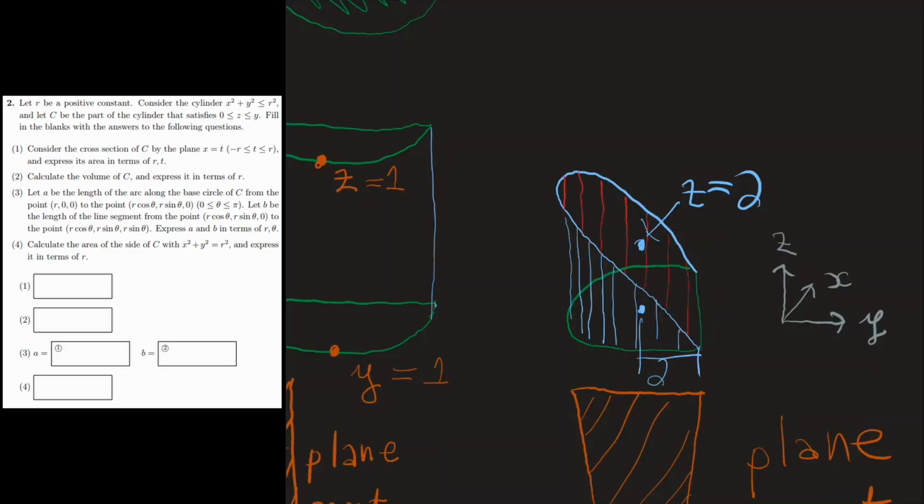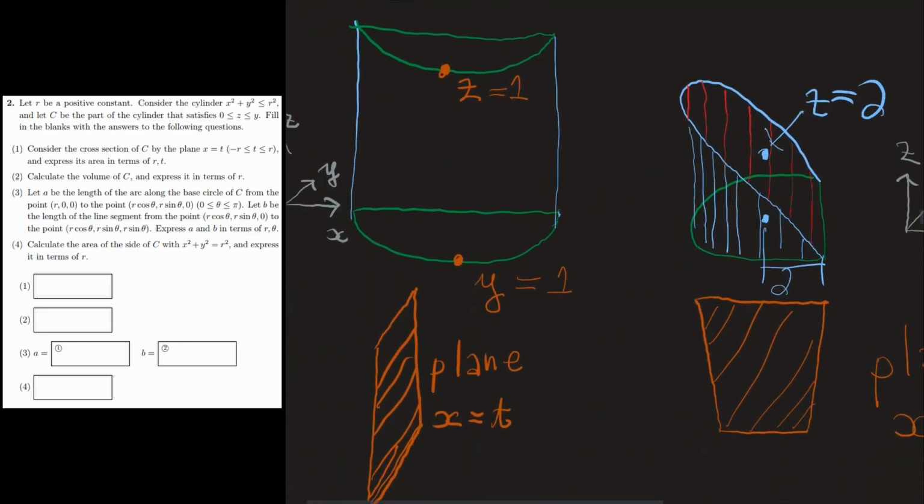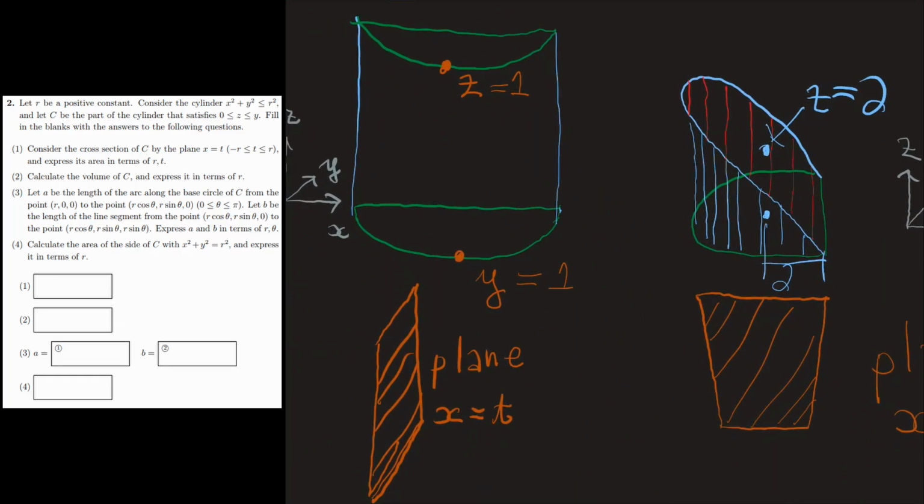So now I can think about the first part of the question, which says, consider the cross-section of C by the plane x is equal to t, negative r is less than or equal to t is less than or equal to r, and express its area in terms of r and t. So firstly, what is this plane? Well, what it's saying is that we choose an x value, and at that x value, we cut our shape. So I tried drawing the plane for both of these perspectives here, so you can see what it means.